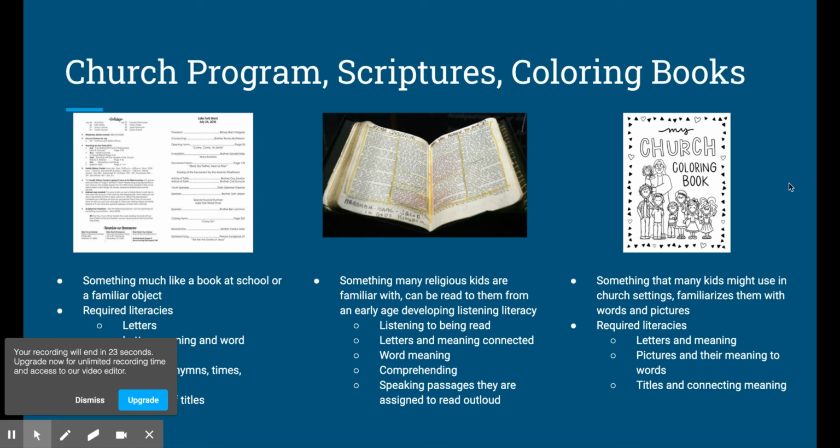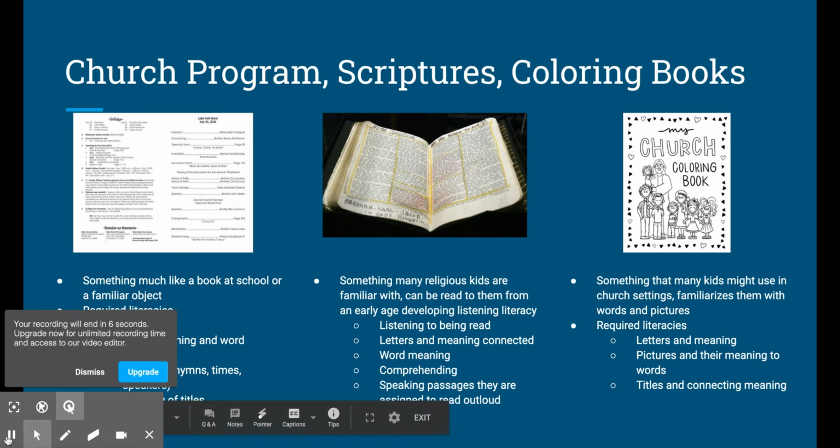The third part is coloring books. This is often for LDS children who would receive these during sacrament meetings. The literacies for these include understanding letters and their meaning, pictures and their meaning, and titles having meaning, so that they can understand that the whole picture they're doing is incorporating meanings of pictures to letters. They do this in class all the time.